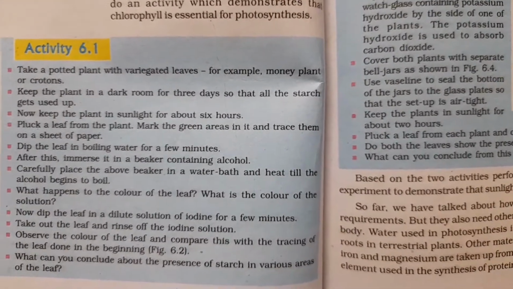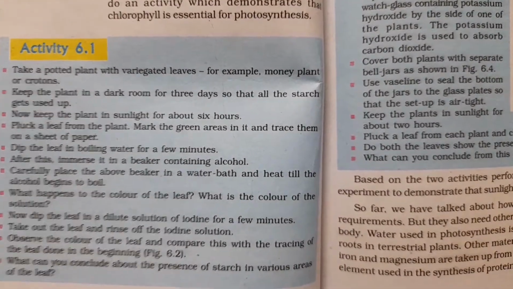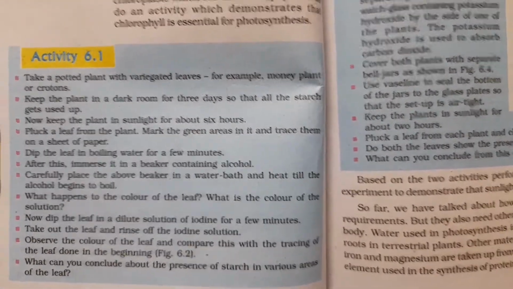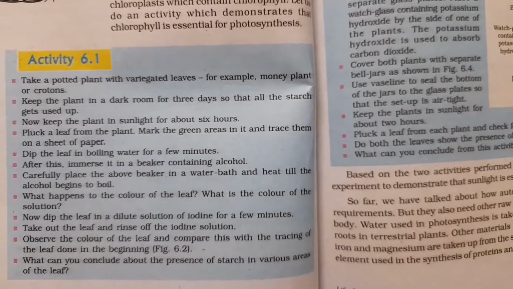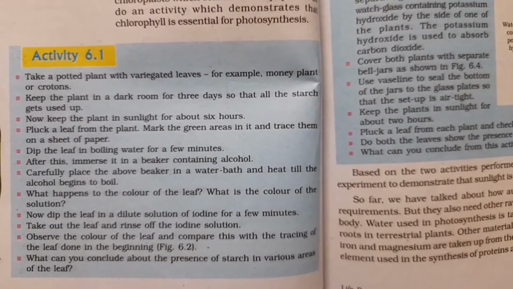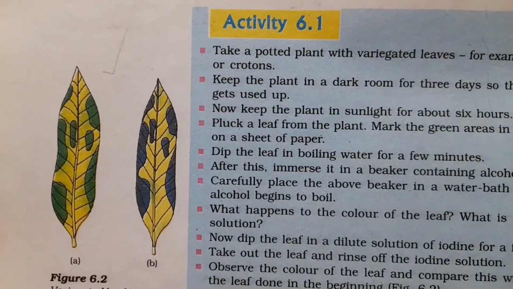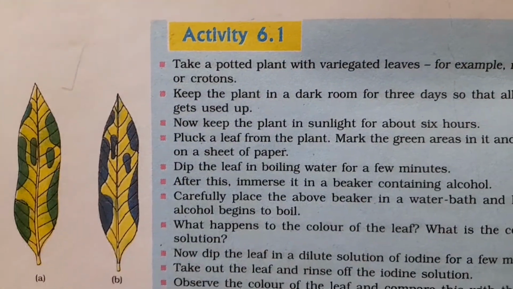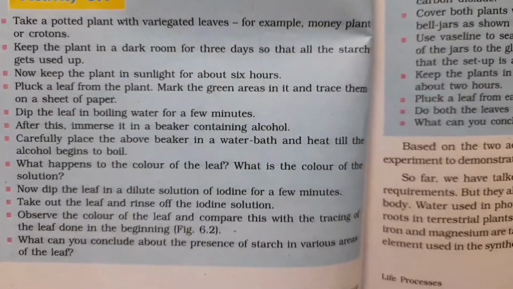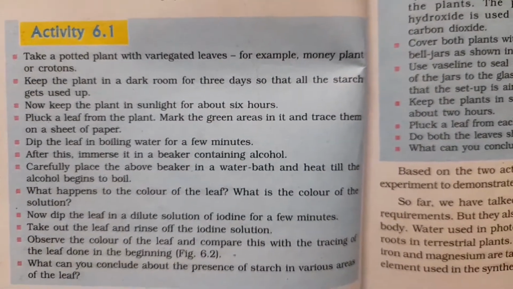So I'll tell you, it is a very interesting topic. First you have to take a potted plant, a plant in a pot with variegated leaves, for example money plant or crotons. Variegated leaves means they have different color leaves. Keep the plant in a dark room for 3 days so all the starch gets used up.